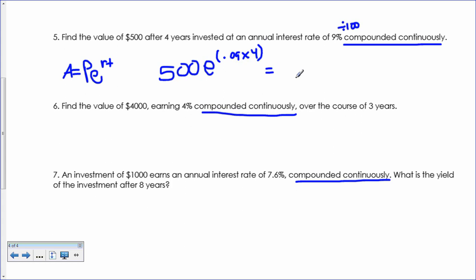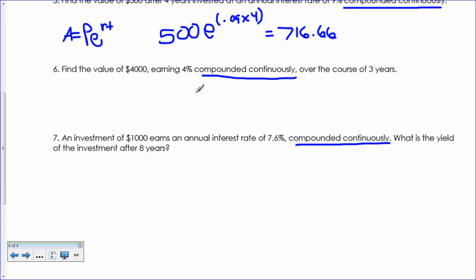500 times E raised to the 0.09 times 4. You want to write it exactly as I have in your calculator. Put parentheses around both of these when you multiply them together. And you should get 716.66. Like that in your calculator. And that's really all there is to it. There's really no ambiguity in these questions. They give you everything you need. You just plug it in.